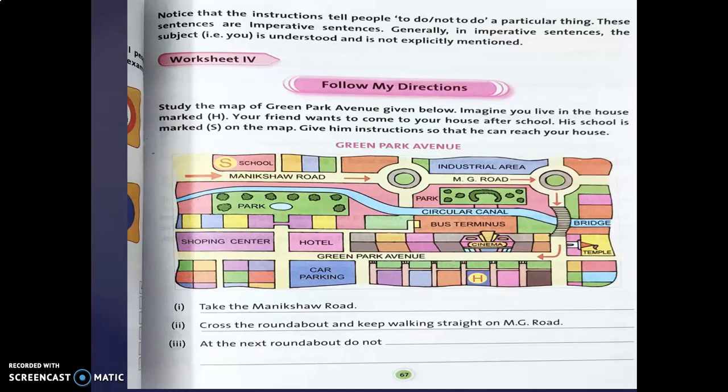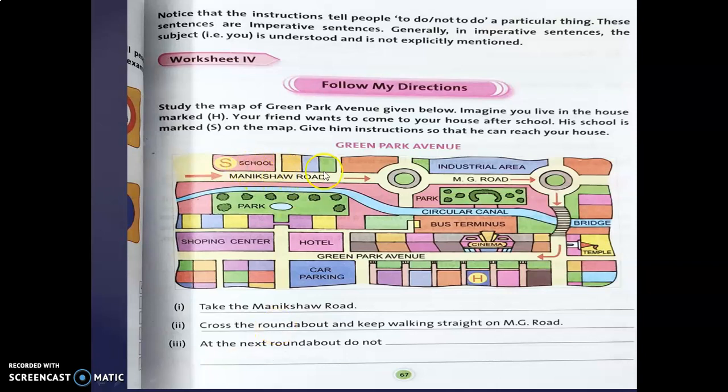So, worksheet 4 is follow my directions. Study the map of Green Park Avenue given below. Imagine you live in the house marked H. See here marked H, it means you live here. And your friend wants to come to your house after school. His school is marked S. See, his school is here, S, on the map. Give him instructions so that he can reach your house.